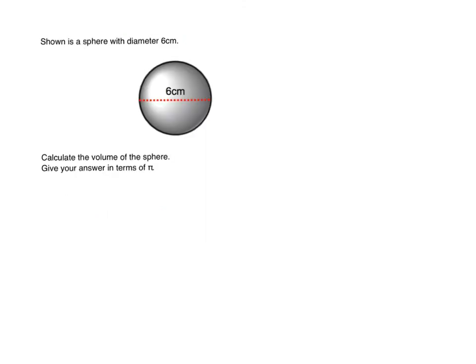The final example again is finding the volume of a sphere. In this case, I've been given the diameter, which is 6, but the formula for the volume of a sphere is 4/3 pi r cubed. So I need half the diameter to get the radius, which is 3 centimetres. And this time I want my answer in terms of pi.